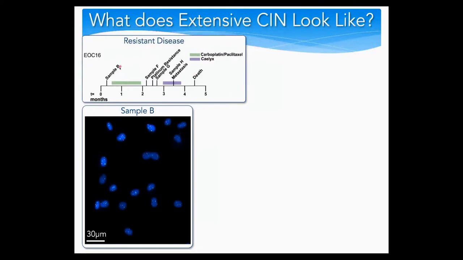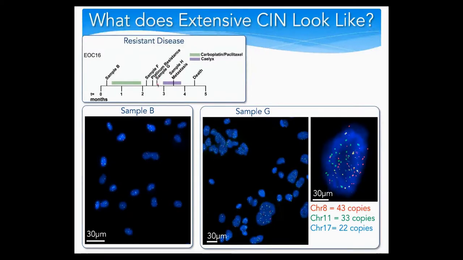So what did that extensive CIN actually look like? So this is that same patient. You can see sample B is shown here. The nuclei, there is a little bit of heterogeneity, but not a lot. Contrast that with sample G, which is immediately post being deemed platinum resistant. And you see very dramatic differences.